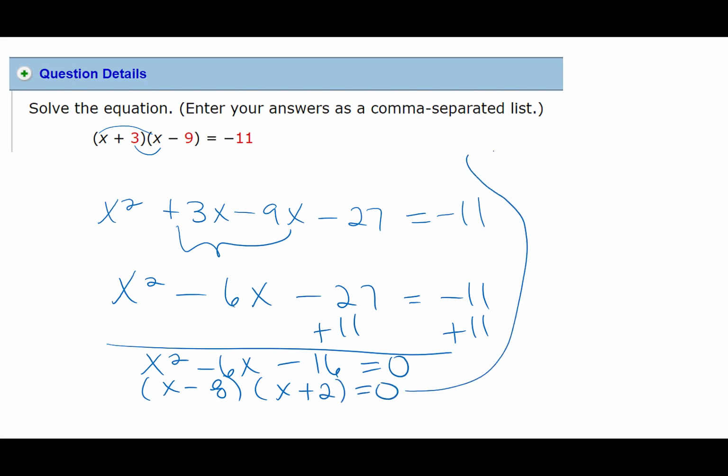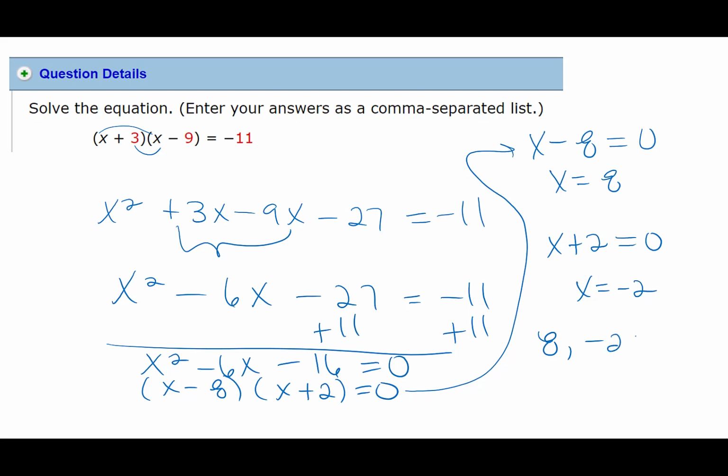I'm going to move up here to the top of the screen. If the factor x minus 8 equals 0, the value of x would have to equal positive 8, because we'd add 8 to both sides. If the factor x plus 2 equals 0, x would be negative 2, because we've subtracted 2 from both sides. And so the answer that you would enter in any order is 8, comma, negative 2.